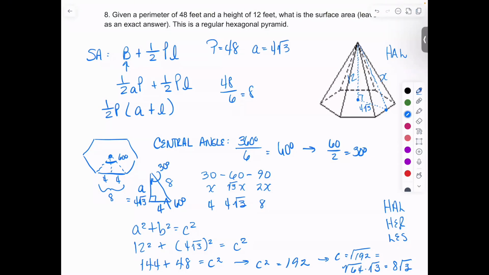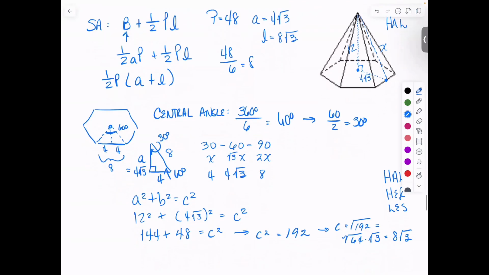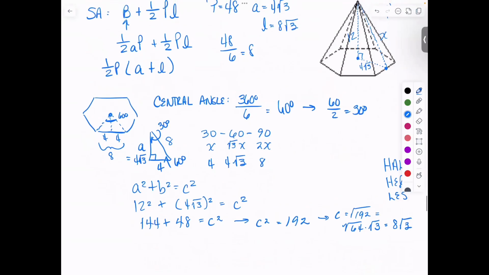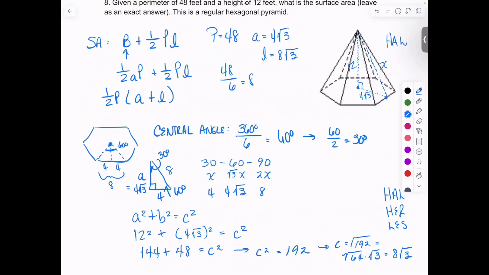and that is going to be 8√3. All right, so we're almost done. We just have to substitute. Given that information, we have perimeter 48, A is 4√3, and lateral height is 8√3. Ultimately we're looking for surface area again. Sometimes you forget what you're doing, and that's why it's really important to put your formula out there so you can keep track of what you need. Ultimately I figured out I have 1/2 P times the quantity A plus L, so I needed to hunt down A and L. Once I have those 2 additional pieces, I can figure out the answer to the problem.